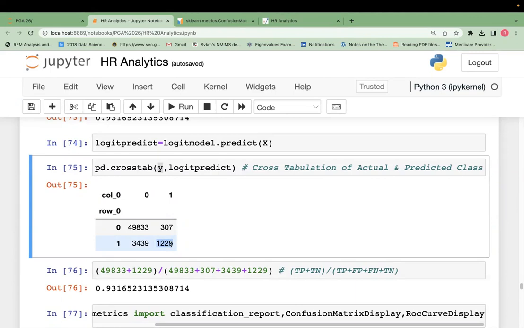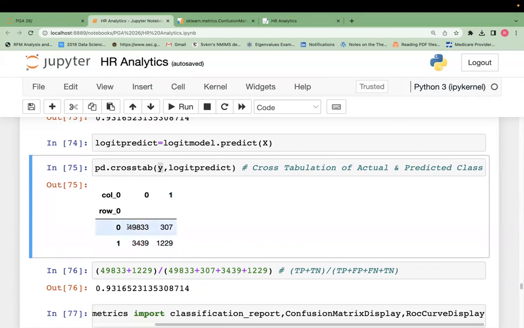A lot of them are missed. Look at the false negatives. So actually, the employee was promoted, but your model is predicting it as not promoted. These are the predictions, right? These are the actual 0 and 1.